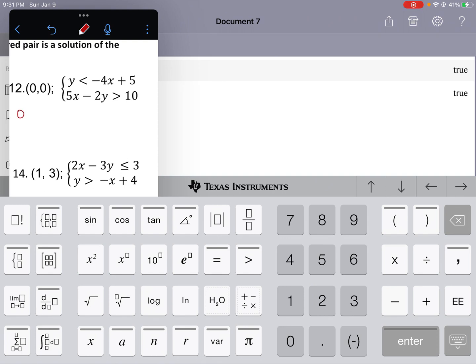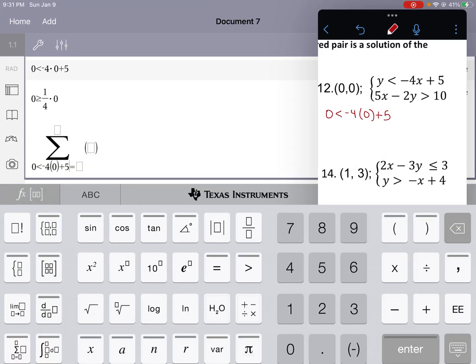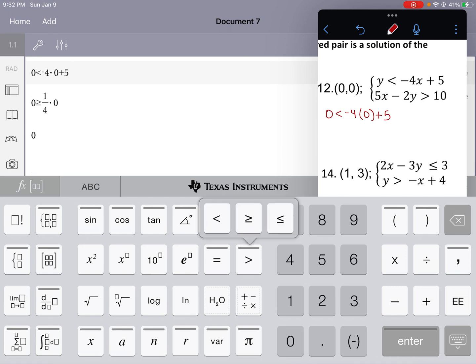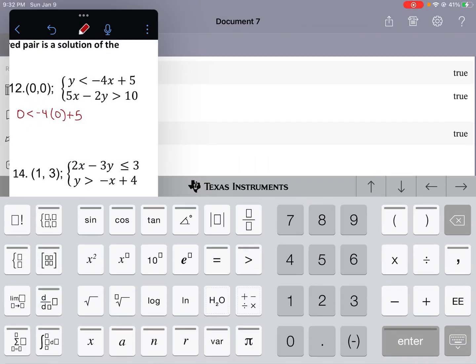I have 0 is less than -4 times 0 plus 5. Make sure I type that in right. Oops, nope, typing in something different. See, that's why we need to make sure we pay attention. Here we go. So 0 is less than -4 times 0 plus 5. Press enter. I get a true statement.